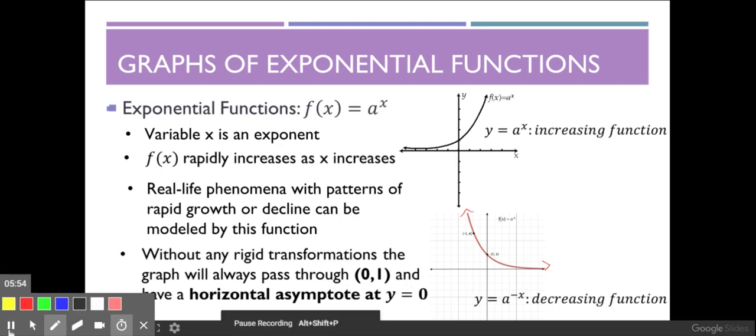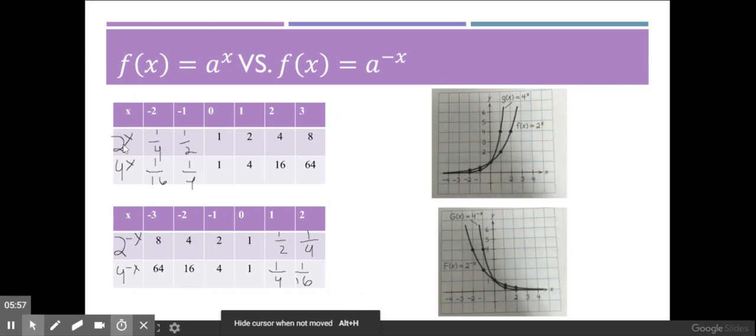Here you can see the difference between positive x and negative x, and also the difference between different types of bases. The bigger the base, the faster the increase. Here we go from 1/4 to 1/2, 1, 2, 4, and 8. If we increase the base by just 2, up to 4, instead of 8 at the end, we get all the way up to 64. That's a dramatic increase. This is what we mean when we say exponential functions rapidly increase. If I were to put 5 in here, it's going to be even closer to the y-axis and goes up even faster.